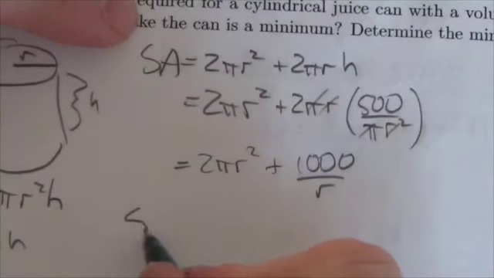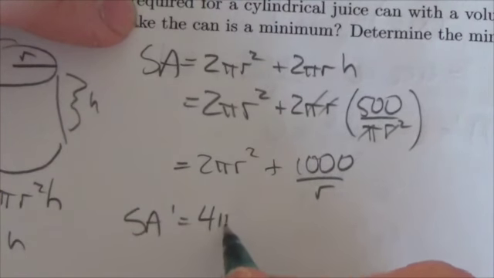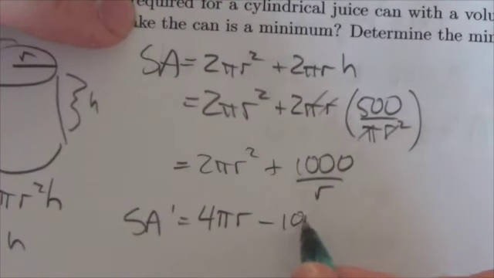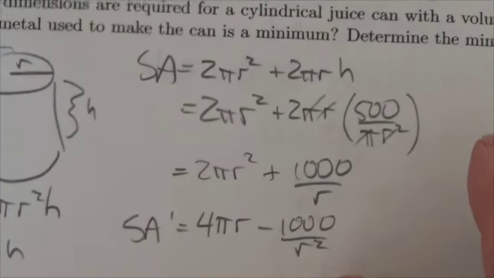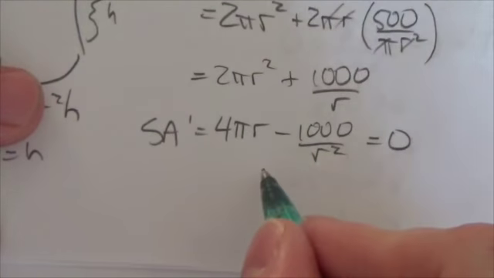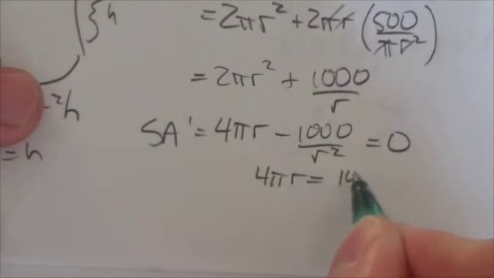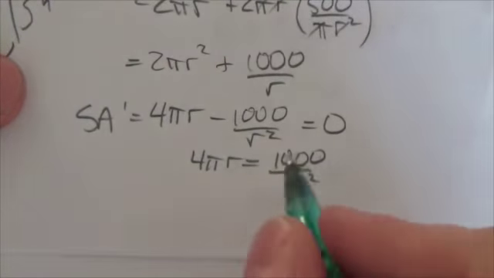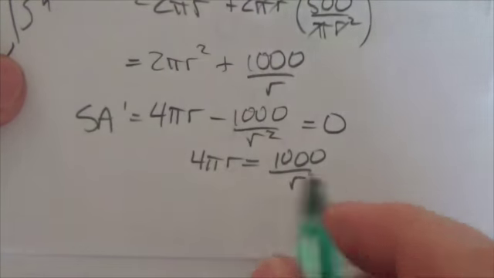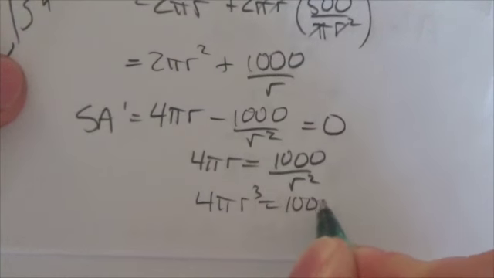Now if we take the derivative, this is actually a really nice derivative because this will end up being 4 pi r minus 1,000 over r squared. Set that equal to 0. And now I'm going to solve for r, so 4 pi r is equal to 1,000 over r squared. Solve for r, and I'm going to get 4 pi r cubed is equal to 1,000.